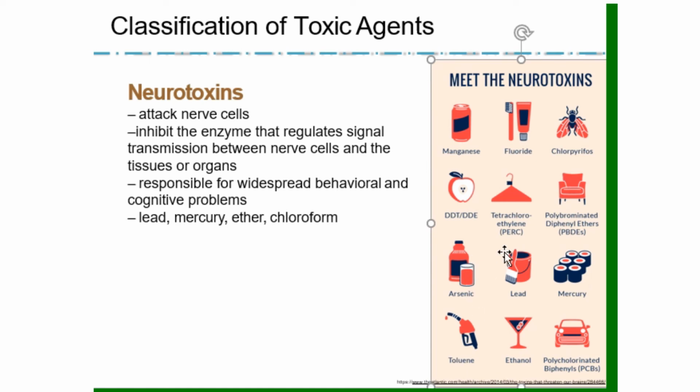We also have arsenic, we have lead sa paint, mercury, toluene sa gas po ito, gasolina, ethanol, this is an alcohol, PCBs, polychlorinated biphenyls sa yung mga combustion in the cars. Those are the examples.